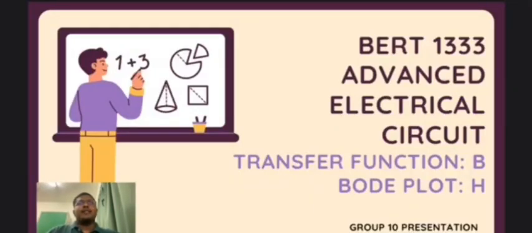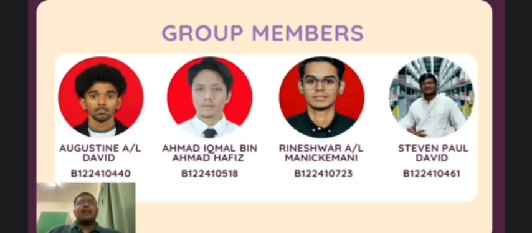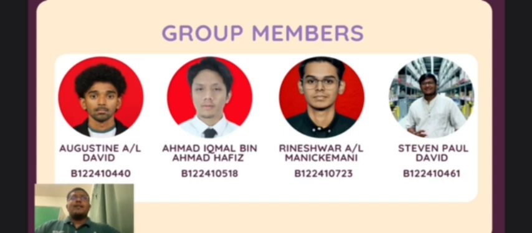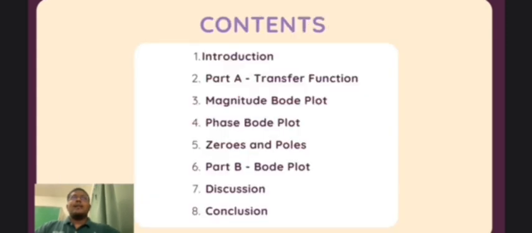Today we are going to do our presentation for BRT 1333 Advanced Electrical Circuit. Group members. I am Stephen Paul David, matrix number B122410461. Augustine, matrix number B122410440. Ahmad Iqmal, matrix number B122410518, and Rineshwar, matrix number B122410723.